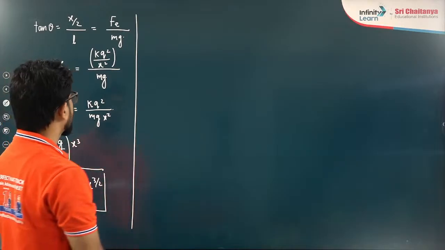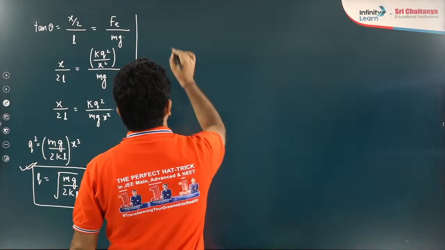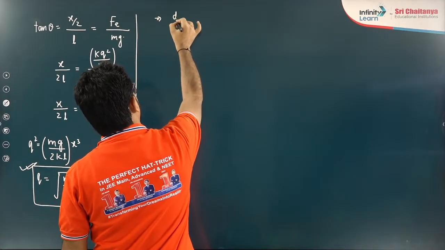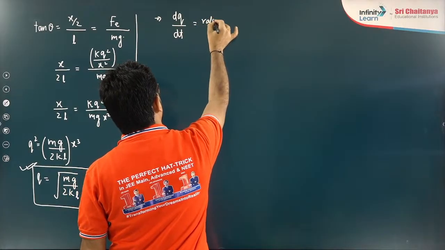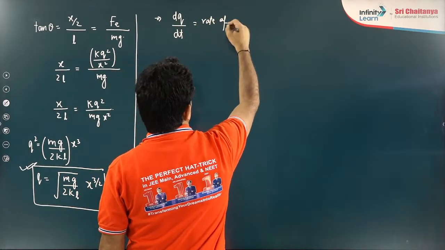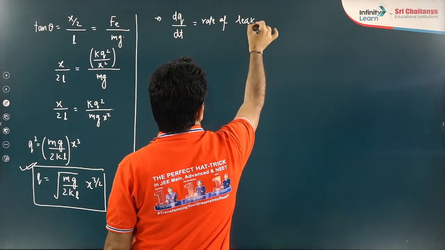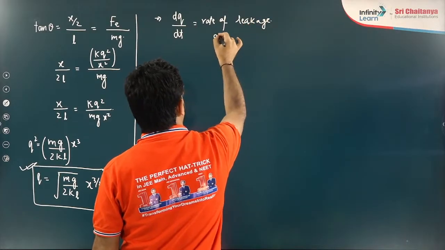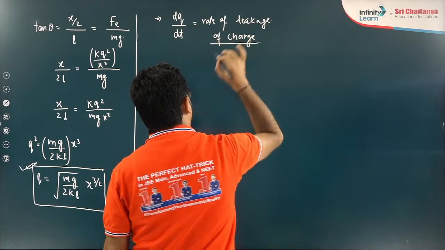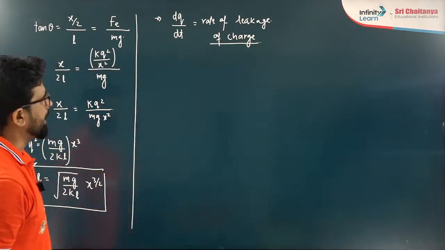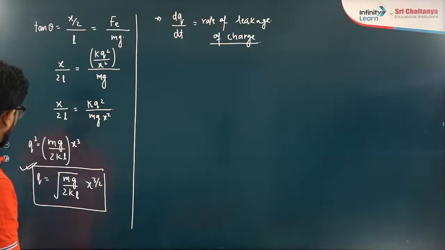We can write it. Now from here, if I differentiate, because dq by dt is nothing else but the rate of leaking of charge, or leakage of charge, change of charge. So at what rate the charge is changing, I'm writing it dq by dt. If I'm putting here dq by dt, what will you get?